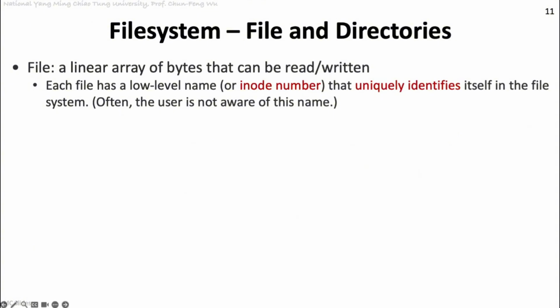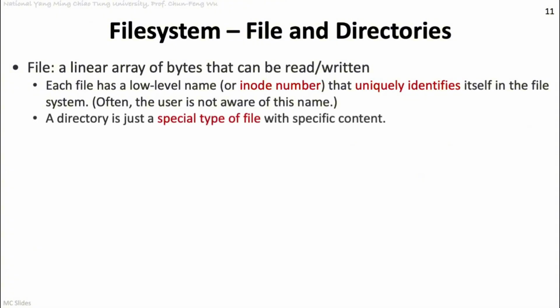So for Linux, the file name is actually not that important, because from the perspective of the Linux file system, files are only identified by the inode number. Each file has its unique inode number. Users don't really know what the inode number is, and I will show you how to do the conversion later.